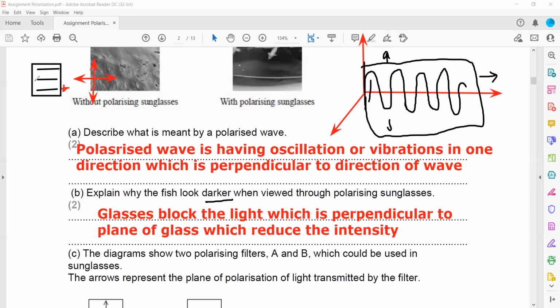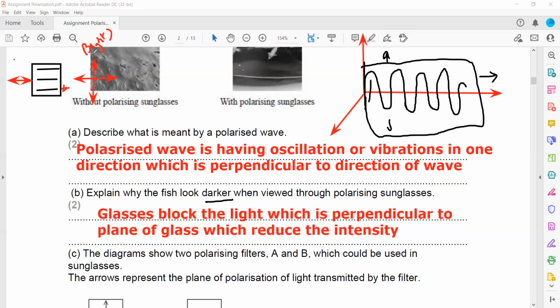The sunglasses only allow the horizontal component, the component parallel to the plane of the sunglasses, to pass. The vertical or perpendicular component, in this example, won't pass through. That's why when it passes through this glass, it will appear bright, because this is more component of the light.